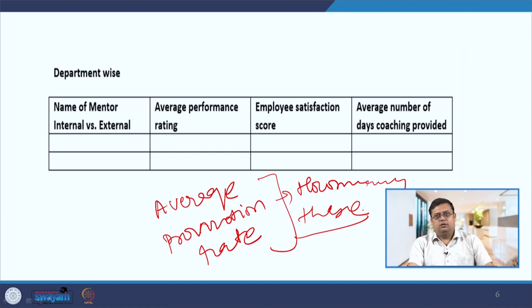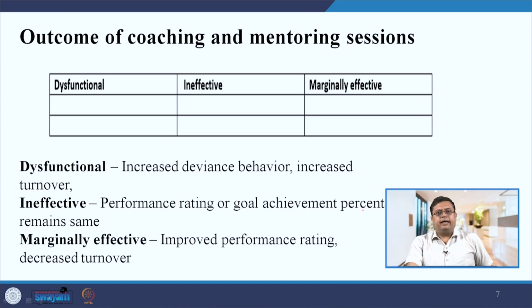And in future you can engage them more in coaching and training programs, right? So that is how you can assess the performance of the coaches, internal coaches, external coaches, and then you can rank them accordingly within the organization, right?